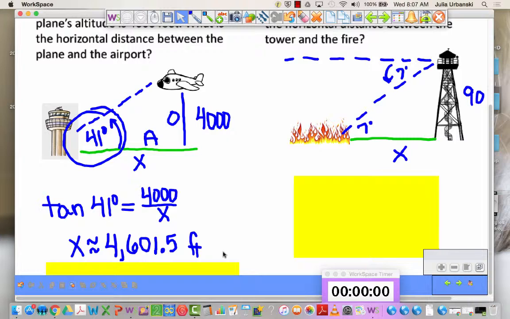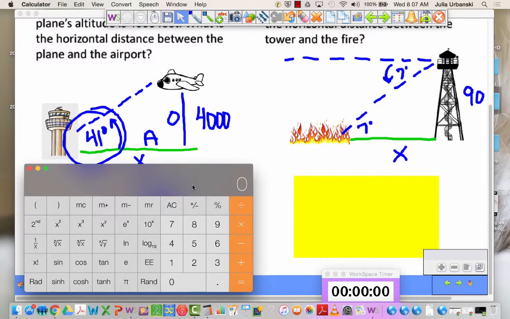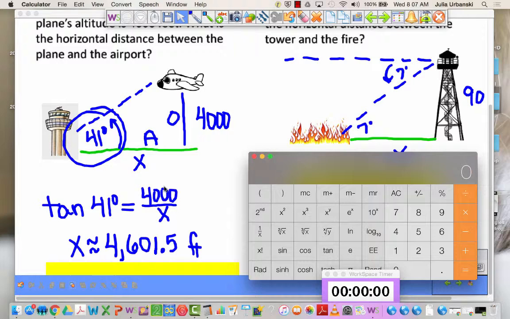So go ahead and cross multiply it, see if you get this answer. I want you to be able to find it or be at the point where you can get it on your own. It's the tangent of 41 times x, but since x isn't by itself yet, you have to divide 4,000 by tangent of 41. Depending on how your calculator works, you can set that up. And I got 4601.5. The directions didn't tell you how to round it, so I just did my default way, to the nearest 10.